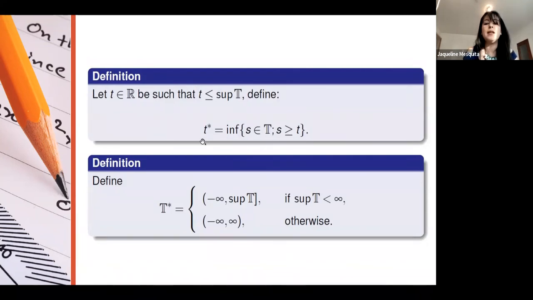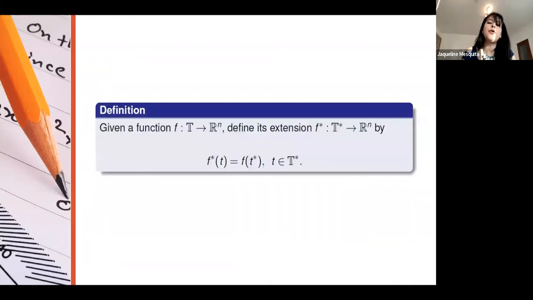Here we define an operator called the star operator, and we define t* as the infimum of all the points in the time scale that are greater than or equal to t. And here we also define the extension of the time scale, exactly to fill all these holes that could appear in our time scale and do not appear when you deal with measure differential equations. It is given by minus infinity up to the supremum of the time scale if the supremum is finite, and it is the real line if the supremum of the time scale is infinite.